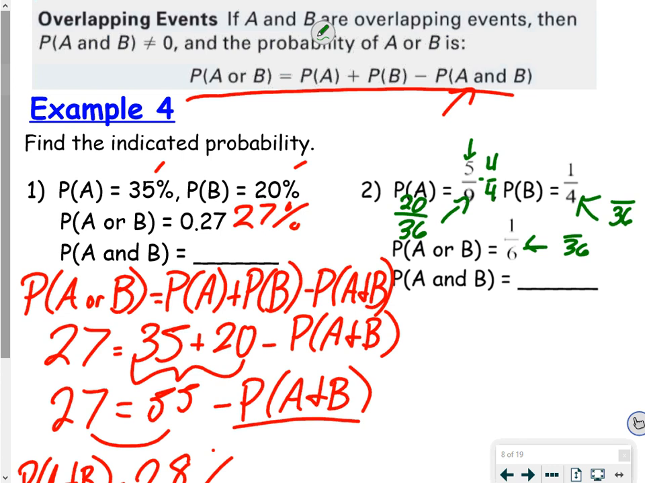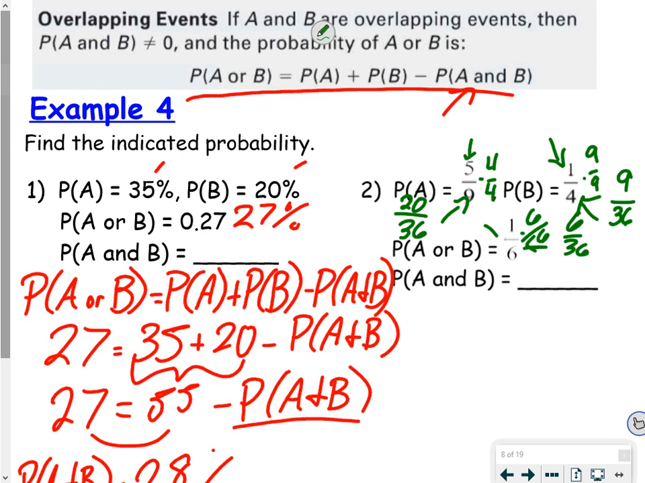So if we start with 5/9, to change that, we'd multiply by 4 over 4, and we'd get 20/36. If we take a look at 1/4, to change that denominator to 36, we'd have to multiply by 9 over 9, so we get 9/36. For 1/6, to get that to be 36, we just multiply by 6 over 6, so we get 6/36.